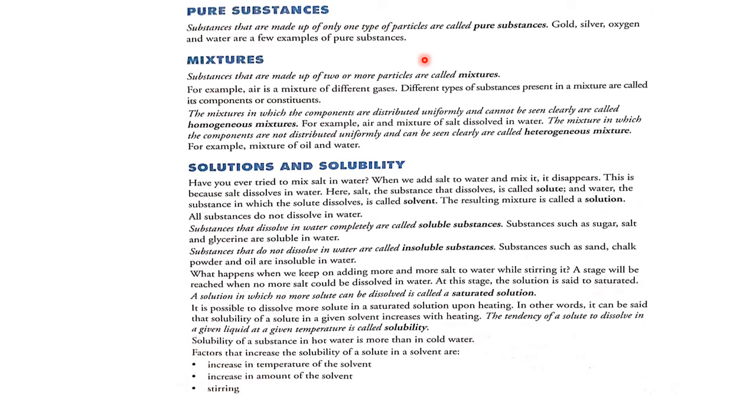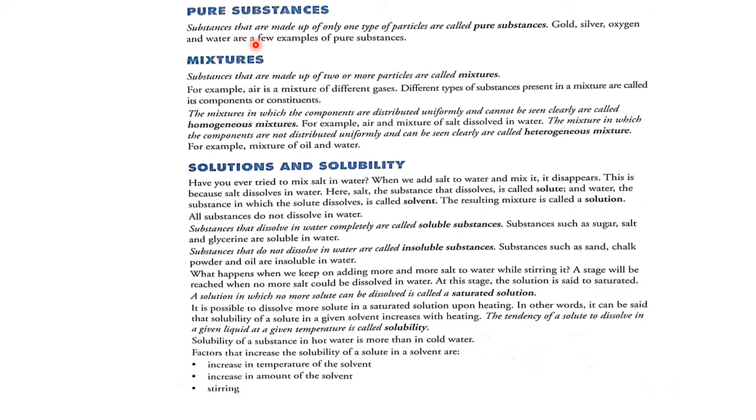Pure substances are those substances that are made of only one type of particles, or we can say that there is no mixture of any other particles. It is made of only one type of particles. Okay, so those are called pure substances. And examples are gold, silver, oxygen and water. So these are a few examples of pure substances.